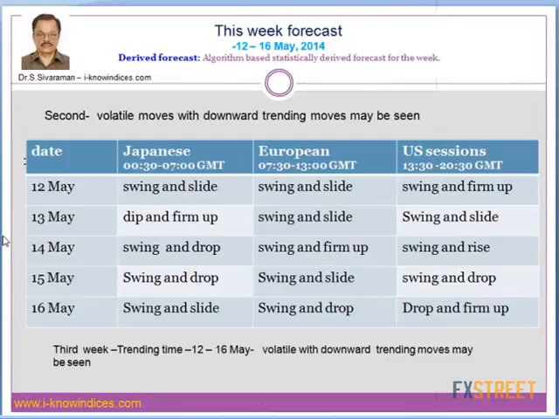So this week, they're expected to make the swing and slide moves on Monday and Tuesday. I mean, that is Japanese and the European session of today, and then firm up for the US session as the week beginning false move. So always on the trending time, they make the week beginning false move and then start making a dip and firm up to confuse the traders and start making the slide.